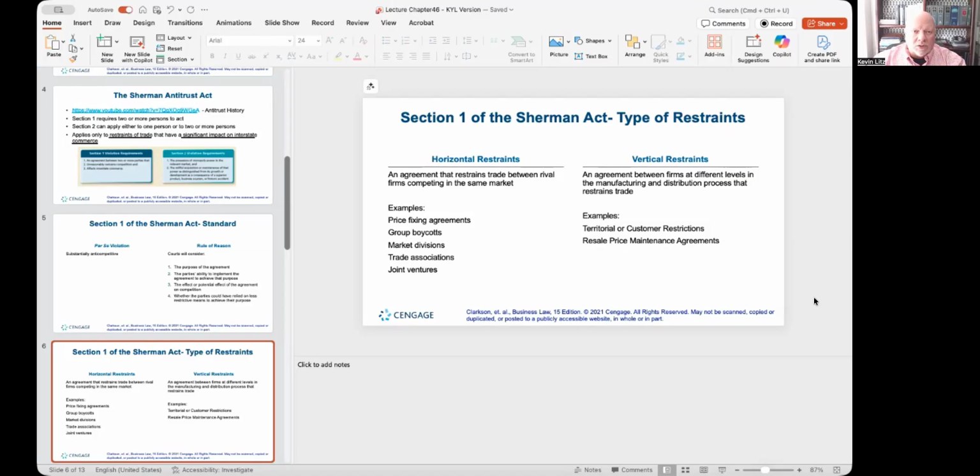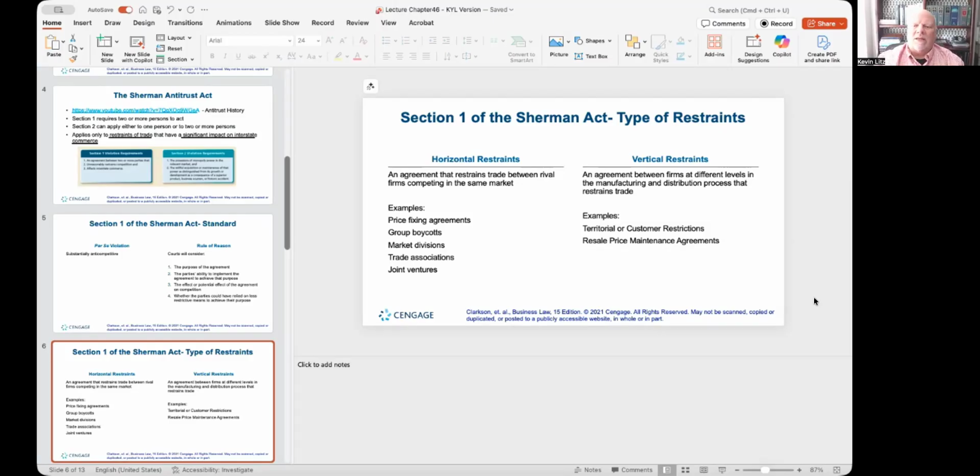Group boycotts. Boy, Walmart won't pay the extra 20%, so none of us suppliers are going to sell to Walmart. Well, that's a group boycott. Market divisions: hey, I'm only going to serve Oklahoma, you have California. That way we can both avoid competition in each of those states and we will raise prices. And I've seen instances of that with different companies. Trade associations, well, we have trade associations, so you have to be real careful what you say. You don't exchange pricing information, et cetera.